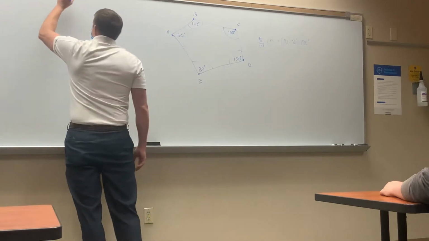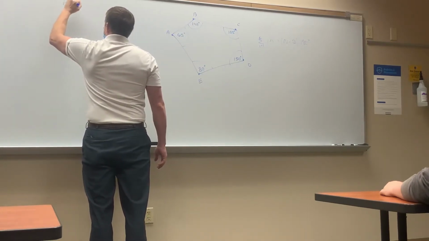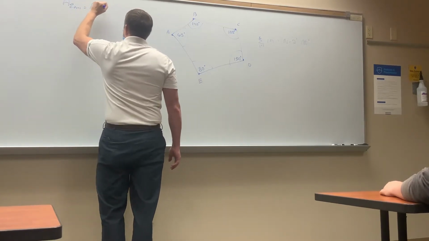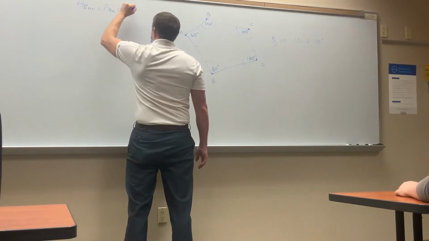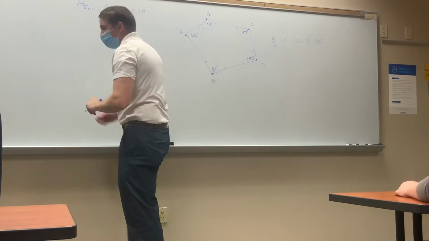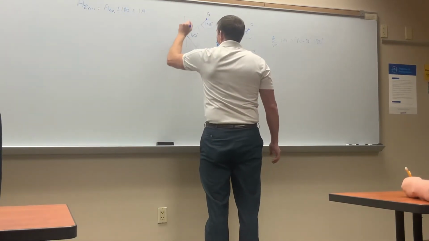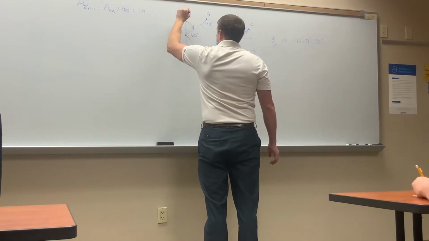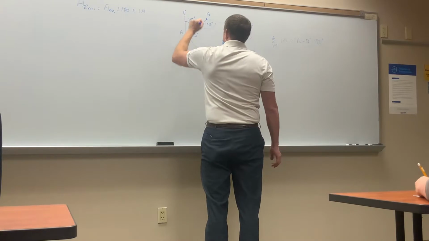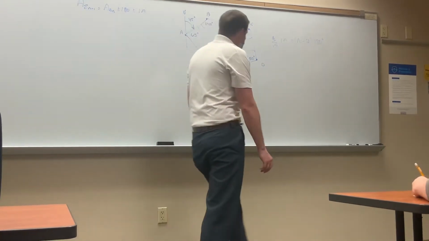The equation: azimuth n plus 1 equals azimuth n plus or minus 180 plus or minus the internal angle. Okay, we need an azimuth here. Let's say this is north. We'll say that's 45 degrees. Why not? Okay. What direction are we going?